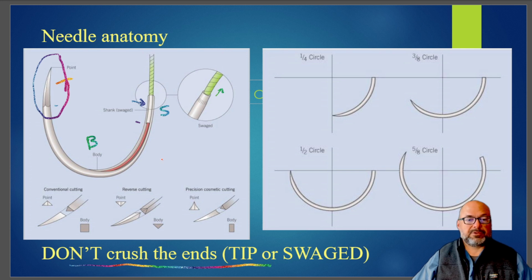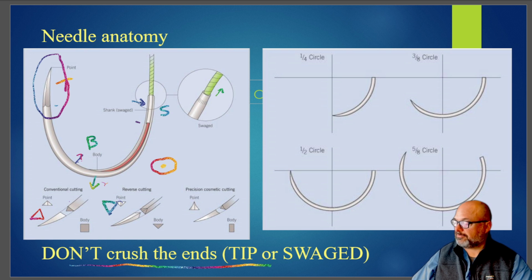Two tip types that we typically use. One is designated on the packaging just with this dot. That's a tapered tip. The other being shown here on the bottom are cutting, traditional conventional cutting needles. The point, so to speak, here is on the side facing the inner curvature of the needle. On a reverse cutting here, the point is facing outward from the curvature of the needle, and then the cosmetic cutting, we don't really tend to have any of those.